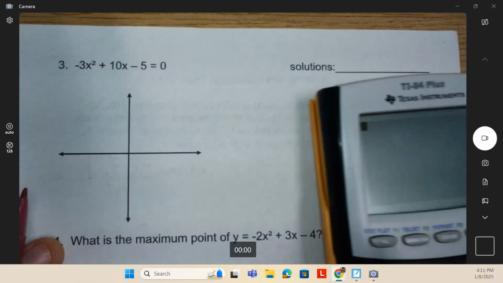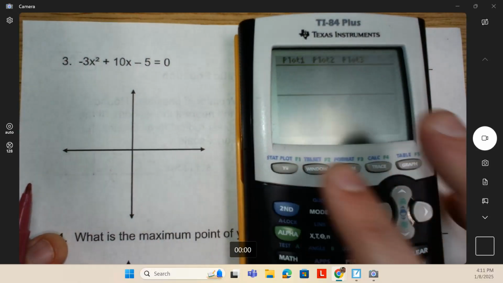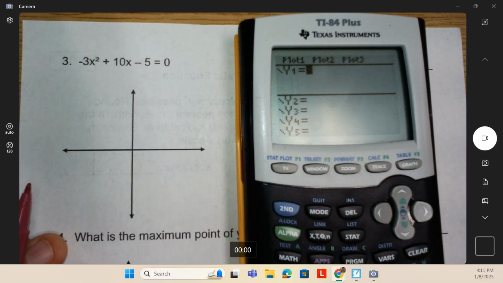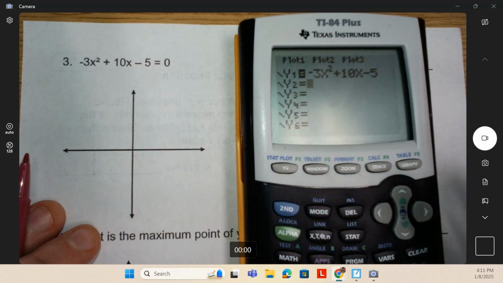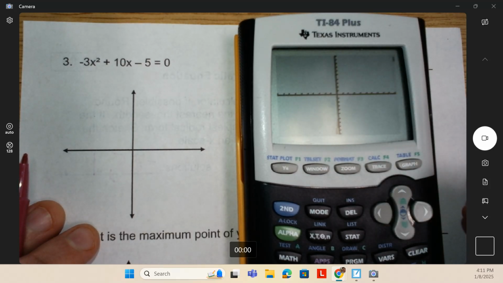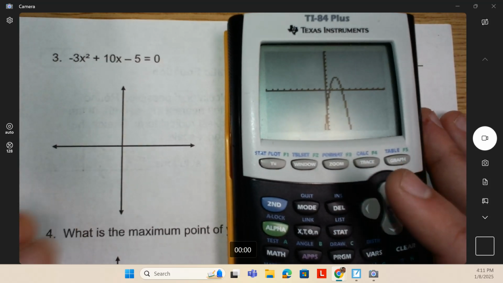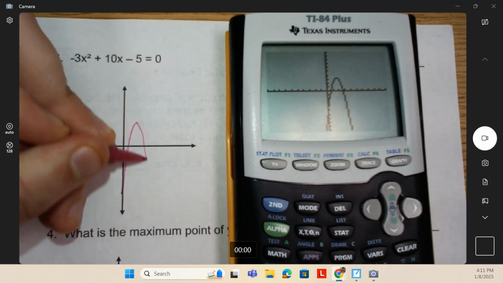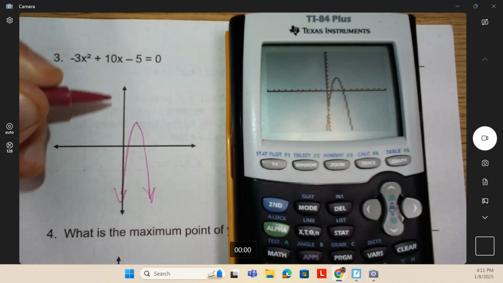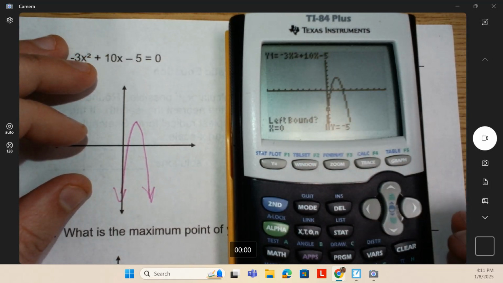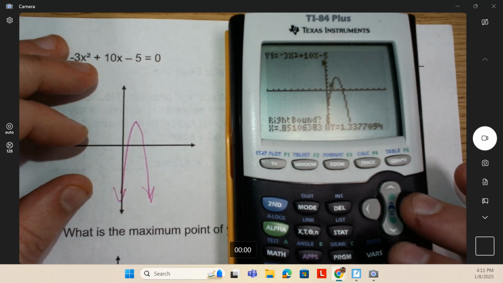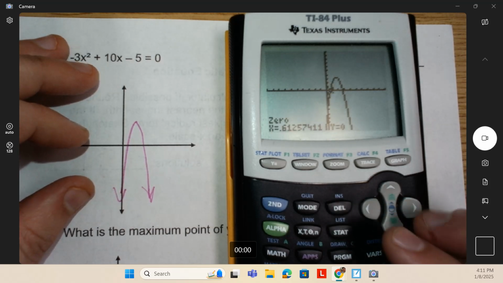Okay, on the back side, let's take this and quickly put it into my calculator. So I have a negative 3x squared plus 10x minus 5. And I'll graph it. Let's see what we come up with. Okay, I come up with a graph that does cross the x-axis. So second trace 2. And I'll do left bound, right bound, guess.